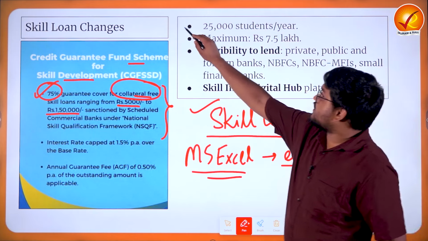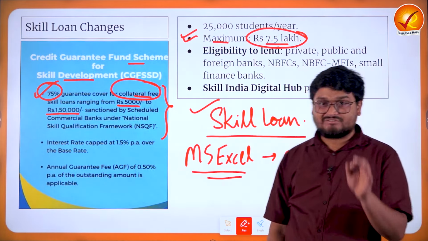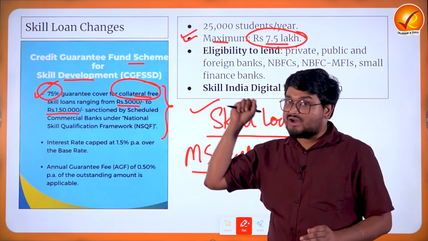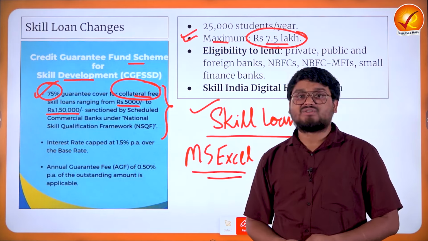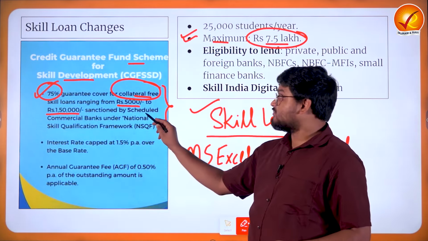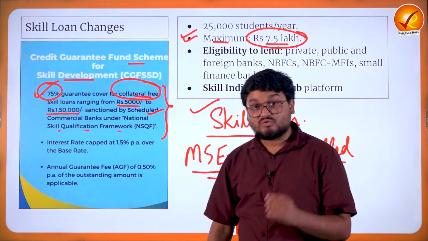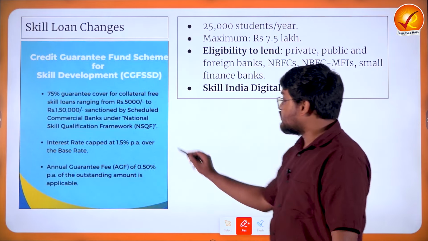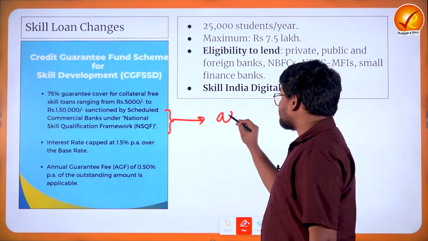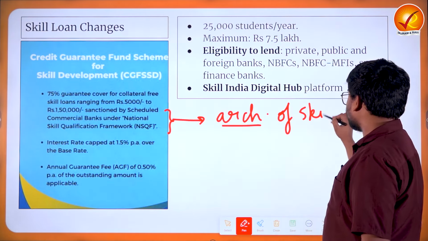Right now this scheme has been revised to a maximum of around 7.5 lakhs, and this is what the revised skill loan changes enacted by the Ministry of Skill and Entrepreneurship are. This is sanctioned by the scheduled commercial banks under the National Skill Qualification Framework, which is a very important framework trying to give a broader architecture with reference to skilling in the country.